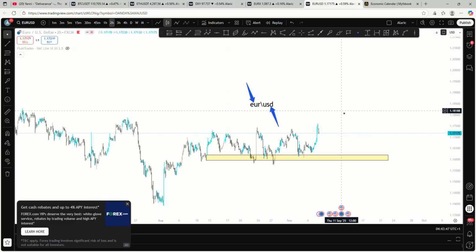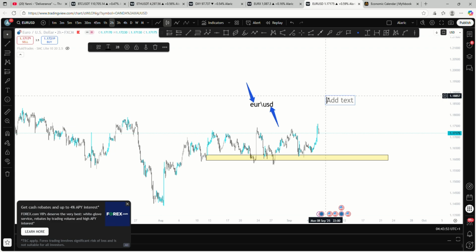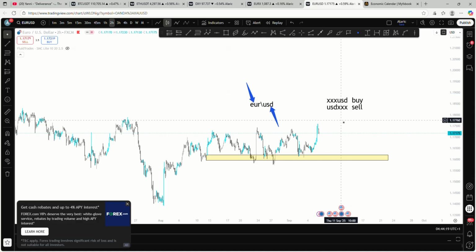That means you see some people saying something like this, because they have checked the index, they will now say XXX USD buy. They will say buy. Then they will now come back and say USD XXX sell. Now why did they say so? You will be asking yourself, how did they know?